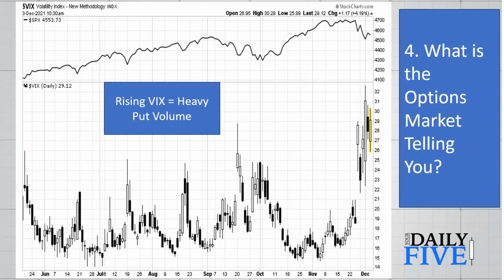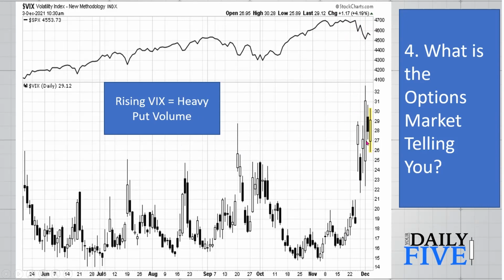Now, the next thing is, what is the options market telling you? That's where the VIX index comes in. This is the VIX index here, volatility index. This is the S&P 500. Here's the key concept that's difficult for some people to understand, but I'm going to make it simple for you. When VIX is rising, there's heavy put volume, there's heavy selling. So as you can see here, as the VIX has been rising, the market has been dropping.